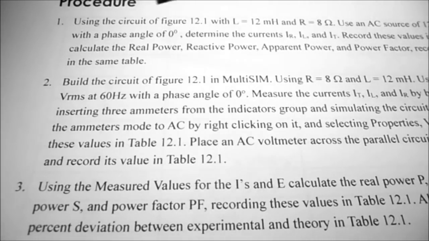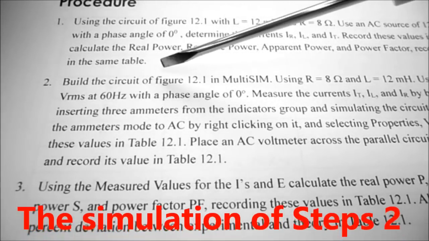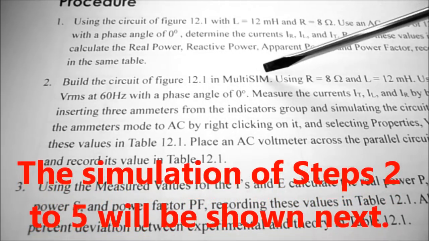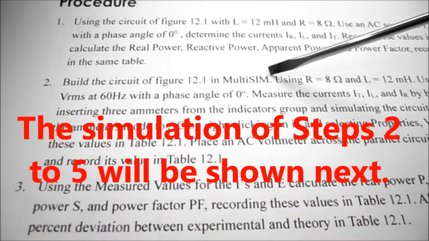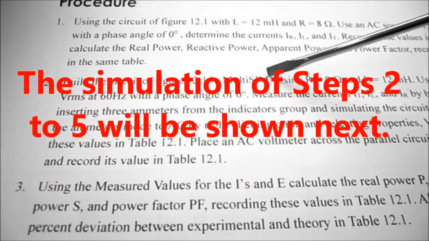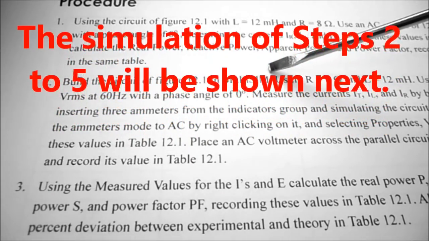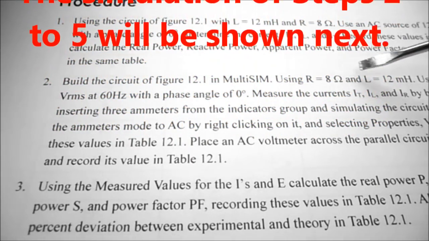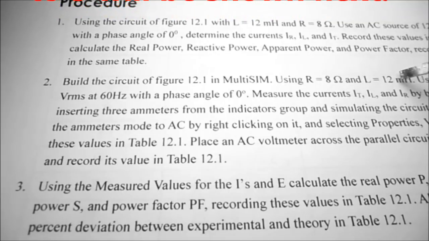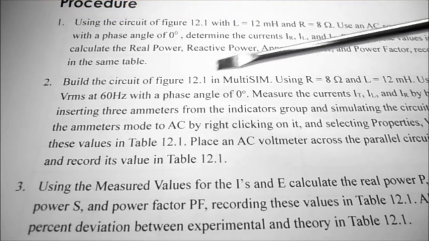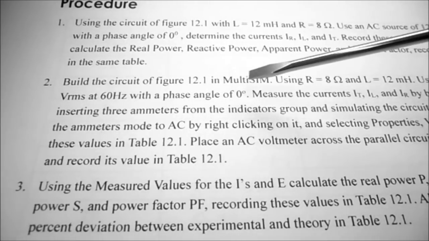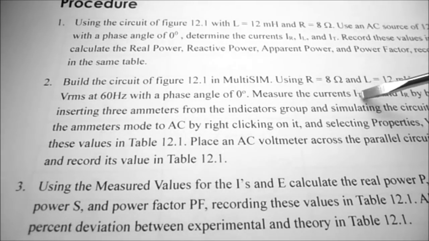So in step two of the procedure, we're to build the circuit of figure 12.1 in Multisim, and that's a relief because that was very high currents and we could hurt ourselves with it. We're going to be using R of 8 ohms and L of 12 millihenries, and we're going to use an AC source of 120 volts RMS at 60 hertz. We're to measure the currents IT, IL, and IR.